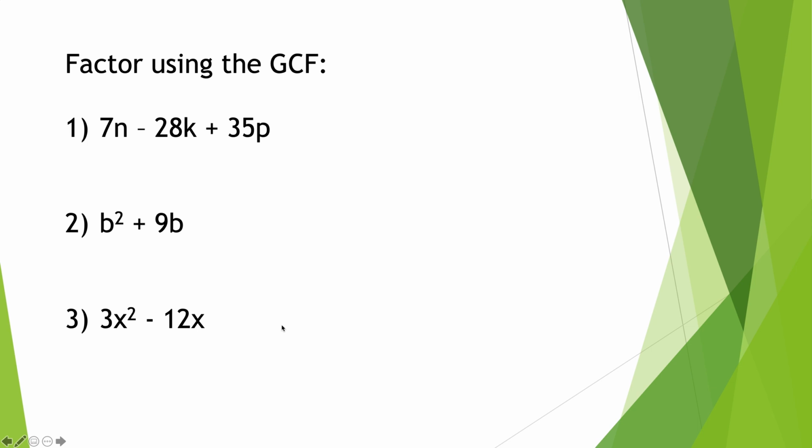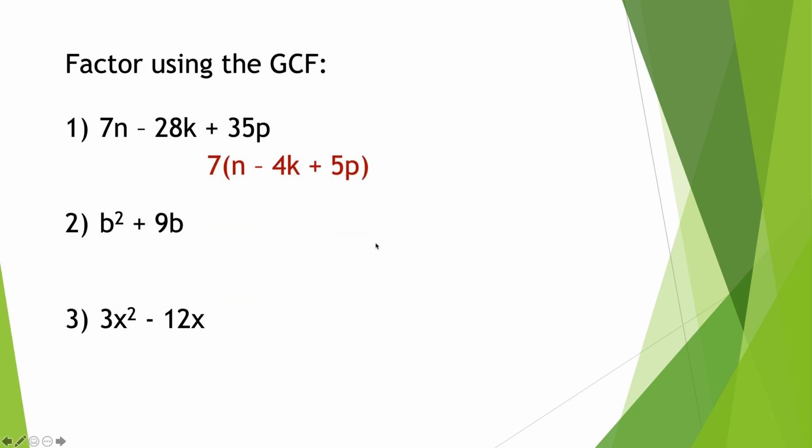Okay, so if we take a look at number 1, what's the greatest common factor that they share in common? Now, first off, all the letters of the 3 terms, n, k, and p, they're all distinct, so they don't share any letters in common. They only share a number in common, and the number that divides into 7, -28, and 35 is 7.